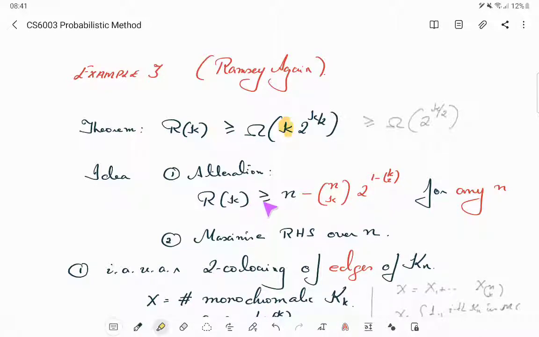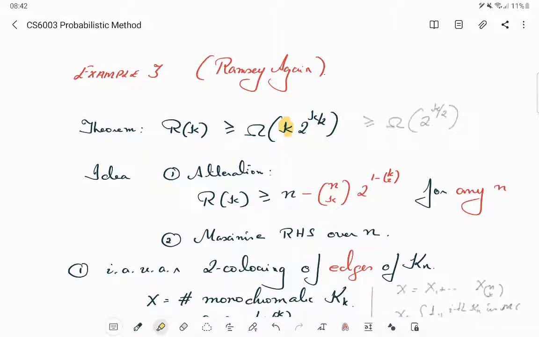So hence this claim. Or how do you argue it out in a bit more detail? Since it's a random experiment with this expectation, there exists at least one coloring in which the number of monochromatic k-cliques is at most this much. You take that coloring and delete at most these many vertices from n. You will be left with n minus n choose k times 2 to the power 1 minus k choose 2 vertices. And what about that complete graph now? It's a 2-colored complete graph with no monochromatic Kk, right? And that serves as a lower bound to R of k, right?